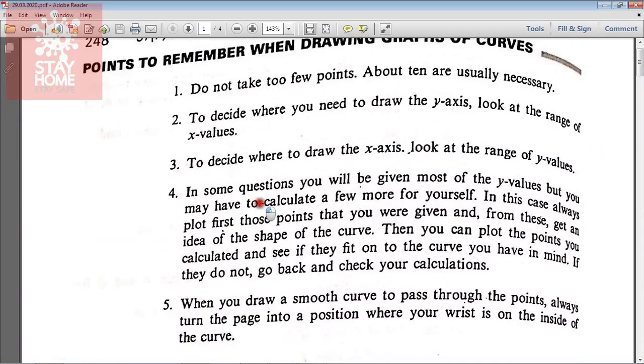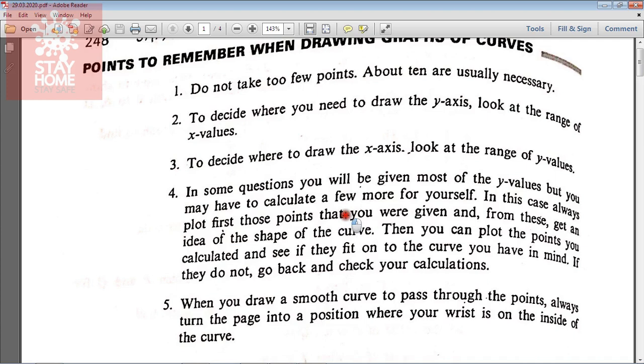Now point number 4, in some questions you will be given most of the y values, but you may have to calculate a few more for yourself. In this case, always plot first those points that you were given, and from these get an idea of the shape of the curve. Then you can plot the points you calculated and see if they fit the curve. If they do not, go back and check your calculation.